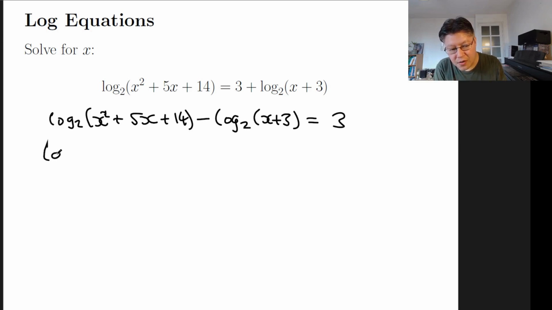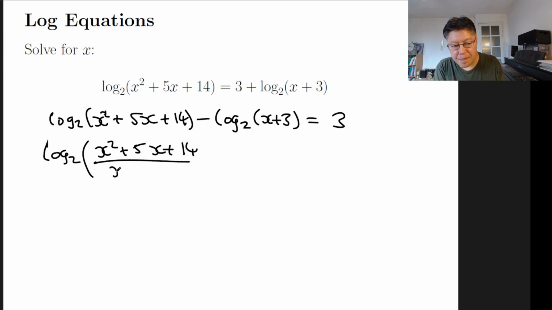So that gives us log base 2 of, and it's this over here, so it's x squared plus 5x plus 14, and the minus becomes a division, so that's all over x plus 3, and that equals 3. And now that we only have one log equaling something, we can now unlog this, so we can rewrite it in index notation.